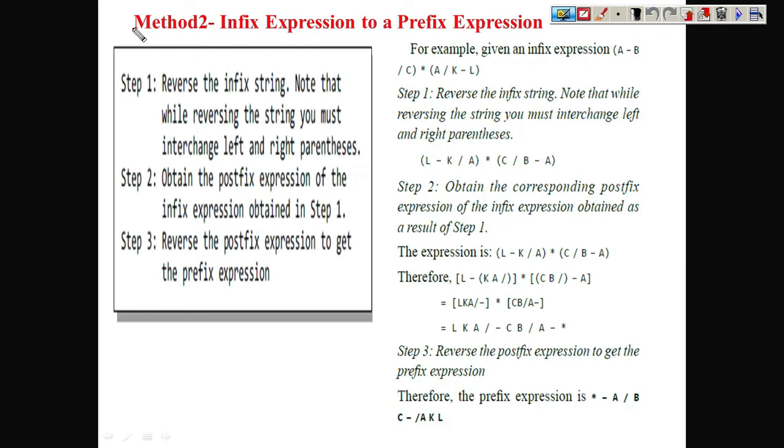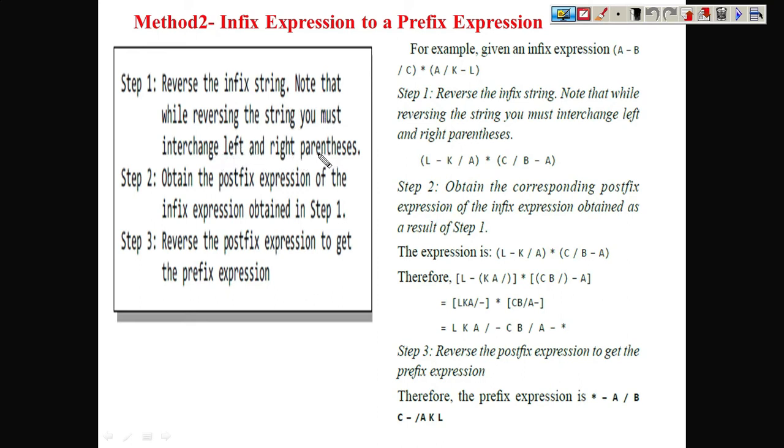Now let us look at the other method of converting infix to prefix. Already we have discussed one method. This is also very straightforward. Let us see what the steps are. It says reverse the infix string. Note that while reversing the string, you must interchange left and right parentheses.